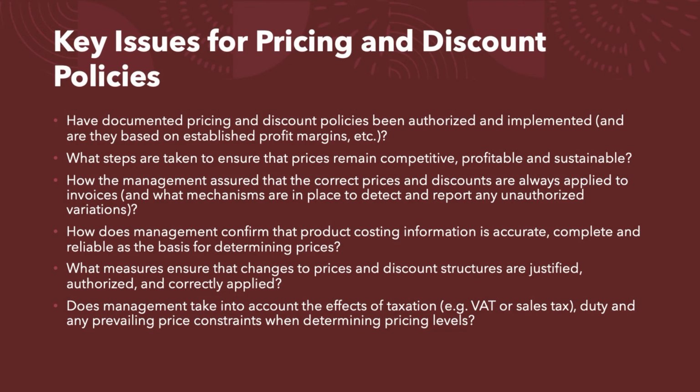Okay? So, for the fifth question: what measures ensure that changes to prices and discount structure are justified, authorized, and correctly applied? Let's say, for example, we look at board approval or board committee approval for any increase or decrease in the prices. If there is, then definitely there is justification during the deliberation in the board meeting, and most likely it is authorized and correctly applied if it has board approval.